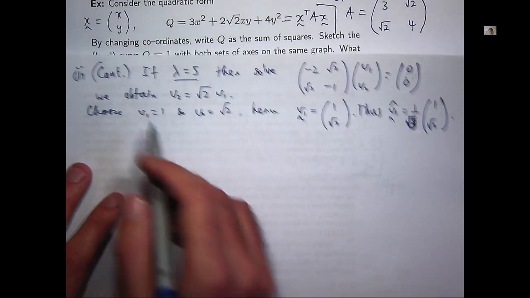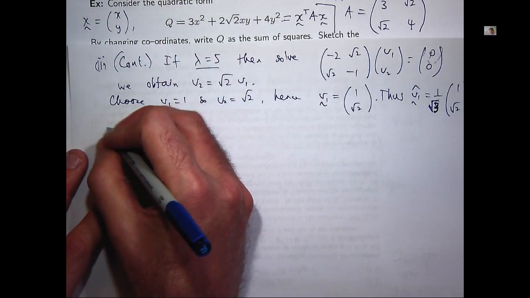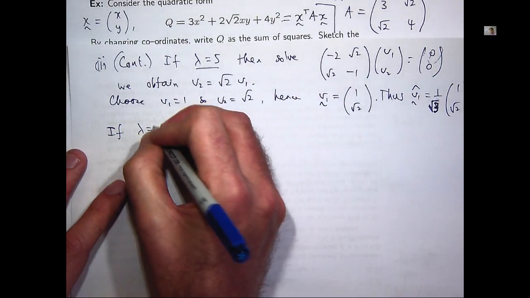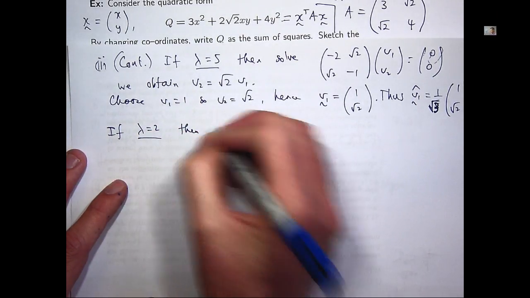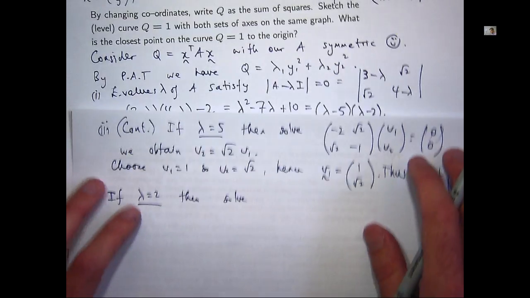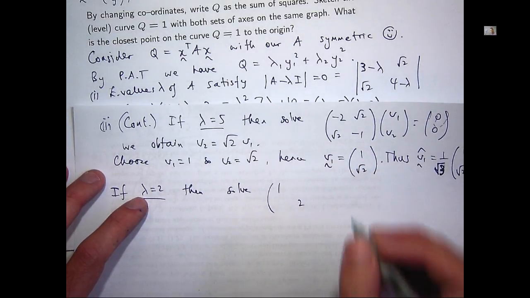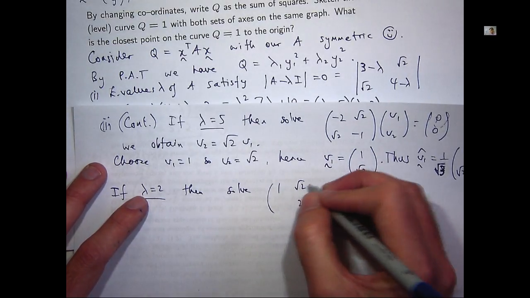So that's the case lambda equals 5. Let's go back and look at the case lambda equals 2. So what we're going to do here, we're going to solve the following. We're going to get 1 and 2 down there, root 2 and root 2.